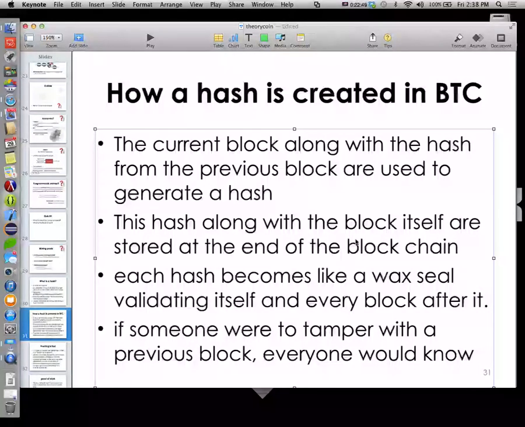So if you hack this level up here, all of a sudden this is broken, this is broken, this is broken, and so on and so forth. So somebody's going to notice that the blockchain no longer validates itself. Each hash becomes like a wax seal validating itself and every block after it, which is what I just said. If someone were to tamper with the previous block, everyone would end up knowing.